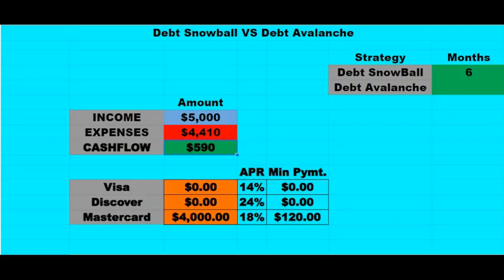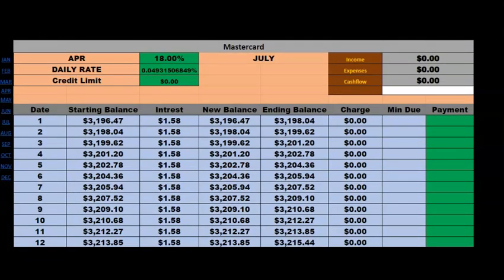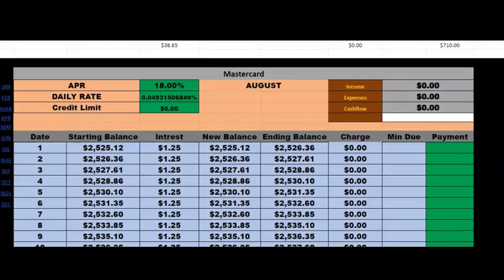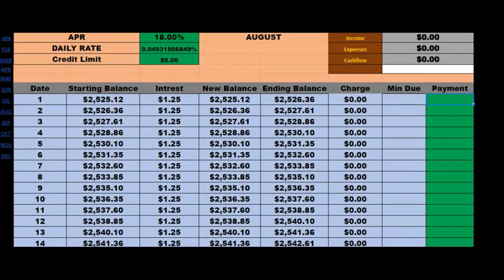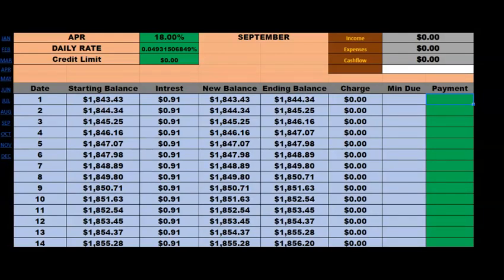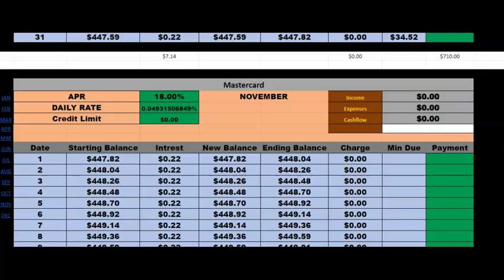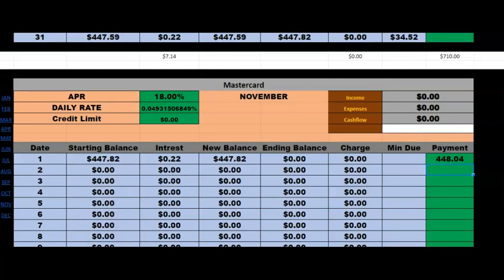And then we have our new cash flow of $590. So starting in July, we will have our $590 cash flow plus our $120 payment. So our new payment amount will be $710. So July, August, September, October, and November will make that final payment of $448.04.